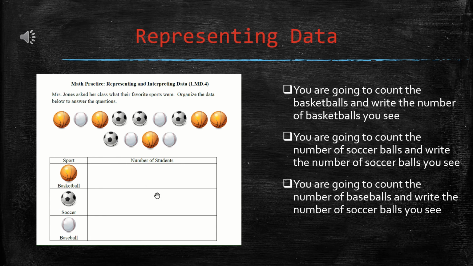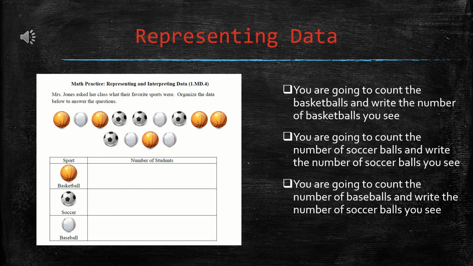Here is where we write the number of students that like each of these sports. We find that number by counting the number of basketballs that show here, baseballs, and soccer balls. So let's start with basketball. I count 1, 2, 3, 4, 5 basketballs, so I'm going to write the number 5 here in the table.